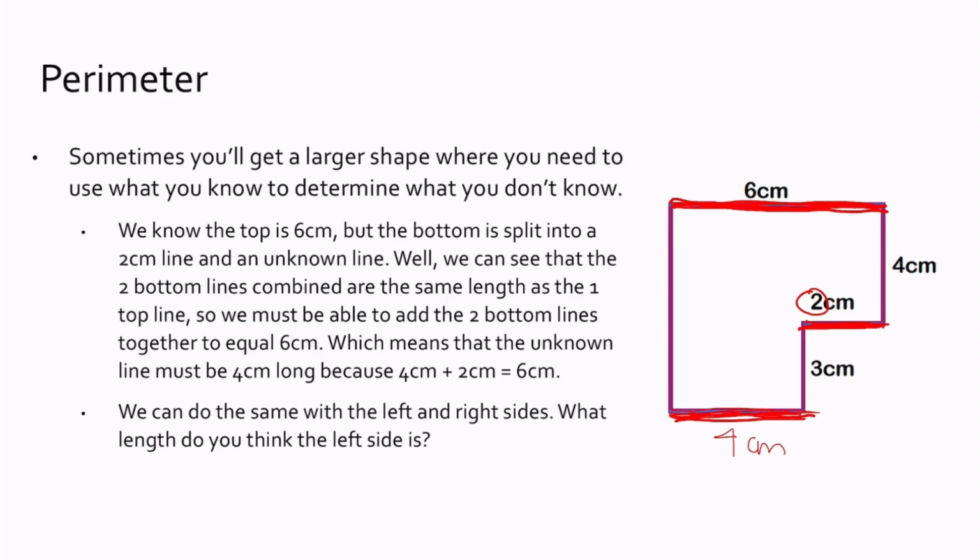And then the same here on the sides, I have 4 centimeters and 3 centimeters. If I put those together to make this one, I would have 7 centimeters. So with that in mind, I can now add up all of the sides again, where I have 7 plus 6 plus 4 plus 2 plus 3 plus 4, and I get 26 centimeters.